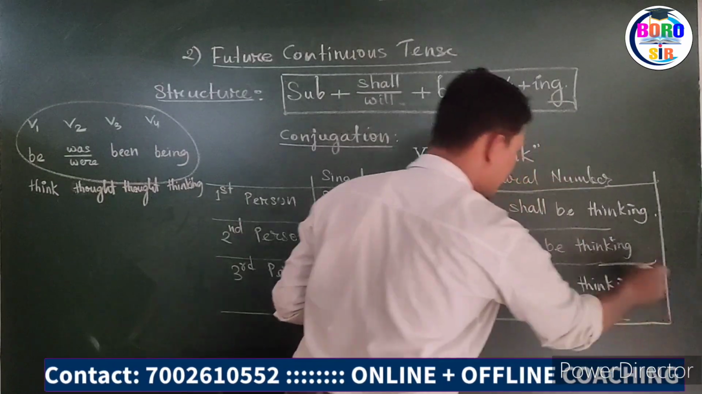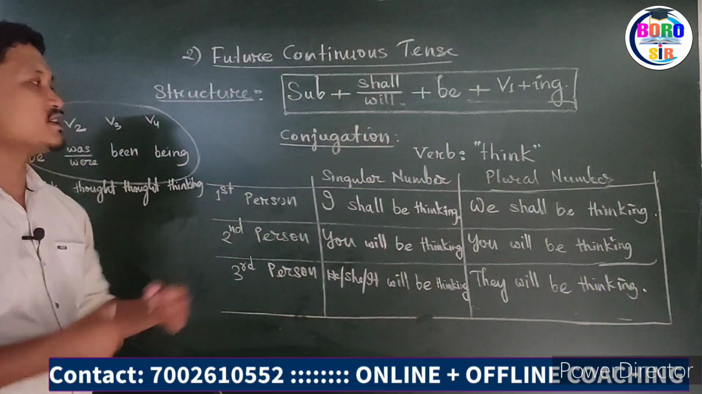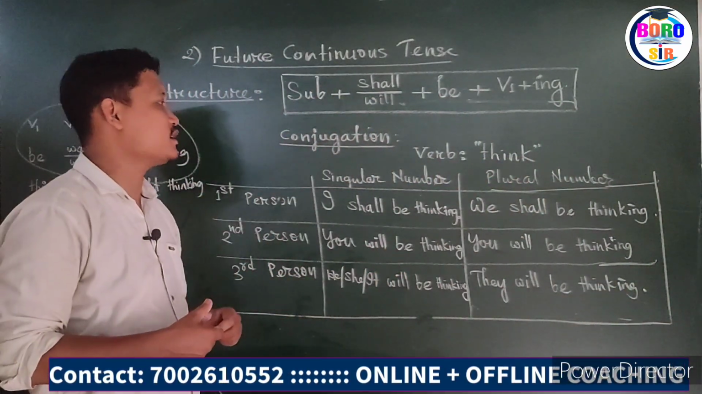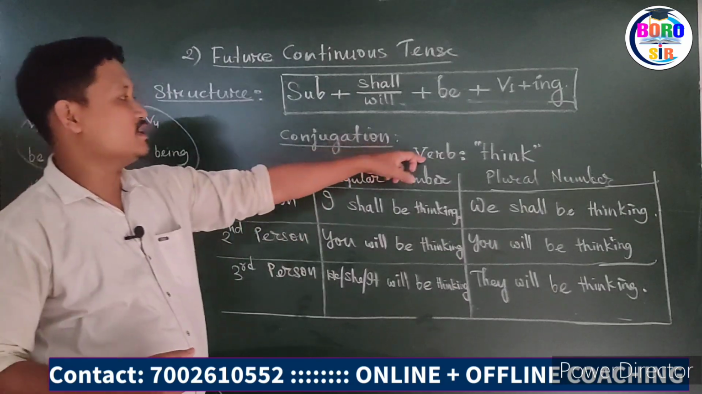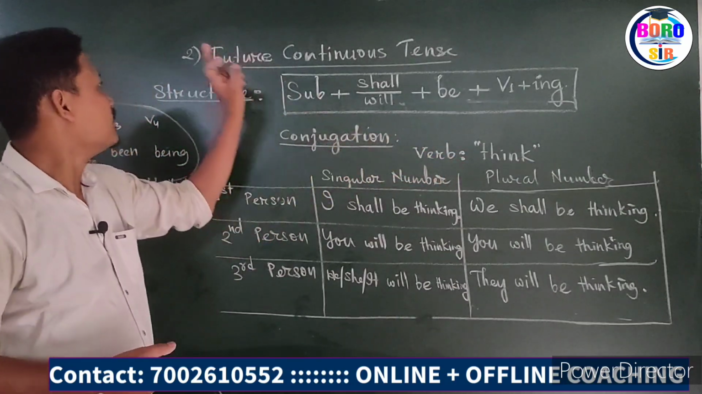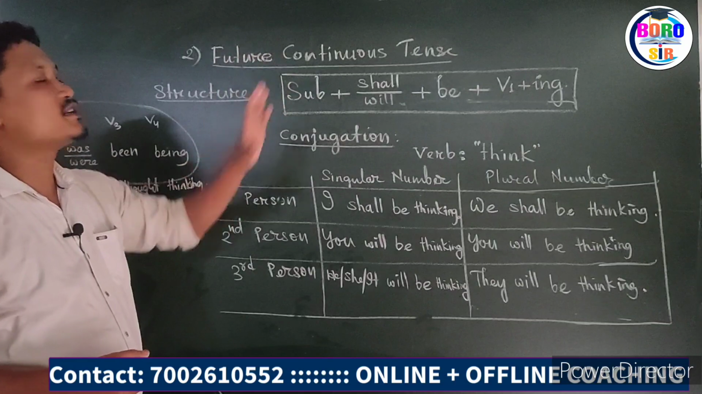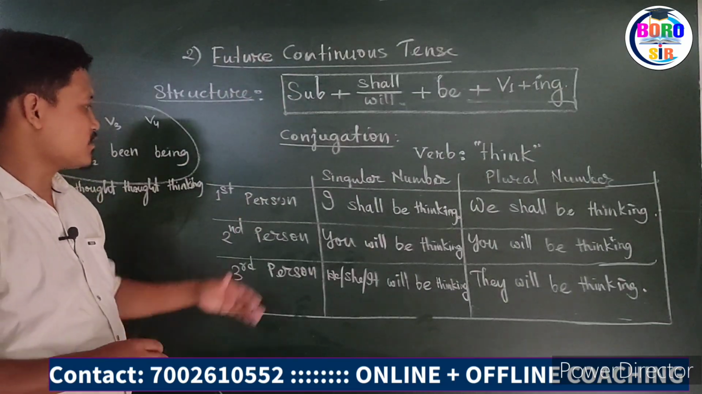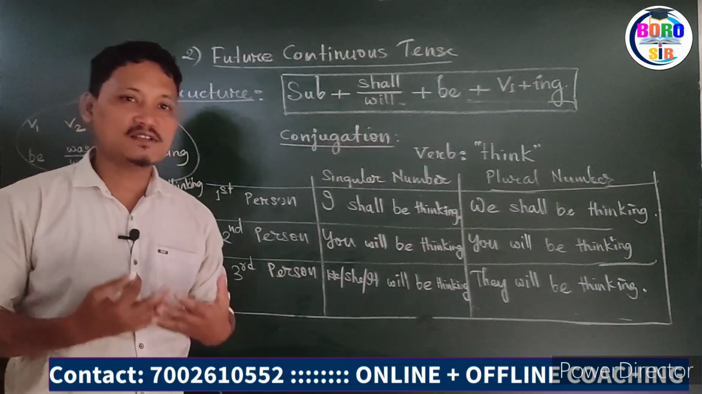Okay, Debbie, have you finished? Yes. So we have constructed the conjugation by taking the verb think in the future continuous tense, right? So we have done like this. I think that you have understood.